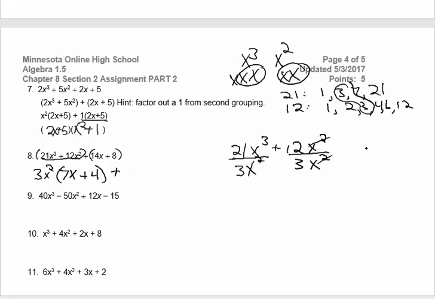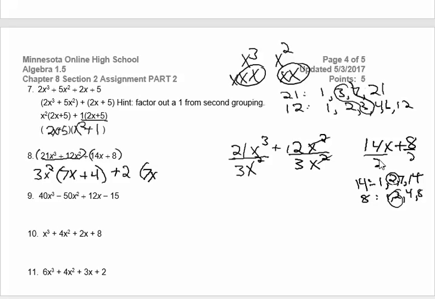Now for the second set of parentheses, 14x plus 8, I need to find the greatest common factor of that. So let's see, the factors of 14 are 1 and 14, and 2 and 7. The factors of 8 are 1 times 8 and 2 times 4. So the common one is just the 2. So the greatest common factor of 14x and 8 is just 2. There's no x's in common, no variables in common, because the first one has an x and the second one doesn't. So I put the 2, and then I write what's left if I factor out a 2 from both terms. So 14x divided by 2 is 7x, and 8 divided by 2 is 4.